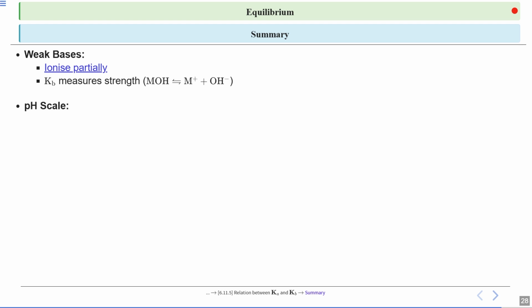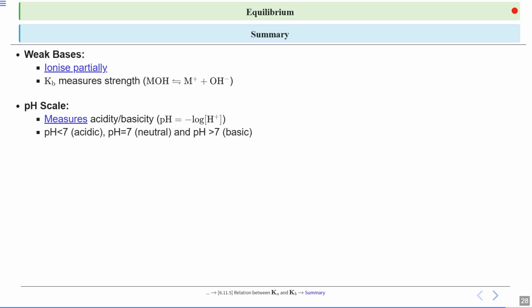After that, we discussed the pH scale, which is a way to define the H plus concentration of a given solution in a much more convenient way, and it can be defined as the negative logarithm of the H plus concentration. Further, if your solution has a pH less than 7, then it is acidic. If it is equal to 7, it is neutral, and if it is more than 7, it is basic. So this is true at 298 Kelvin.